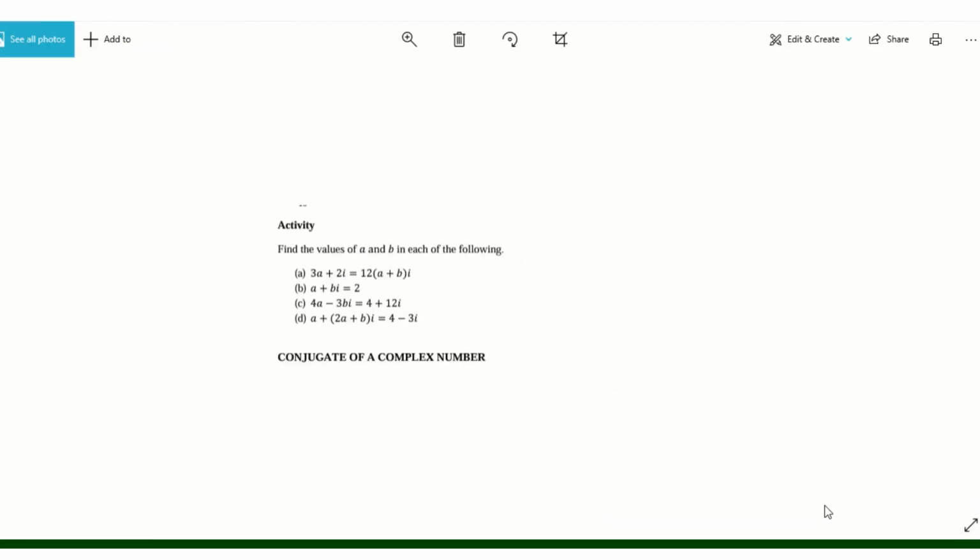We start with this. So as you can see, find the values of a and b in each of the following. So a, b, c, d. We need to find the values of a and b. So we'll start. A is 3a plus 2i is equal to 12, open bracket, a plus b, close bracket, i, is equal to bi. So let's solve this one.